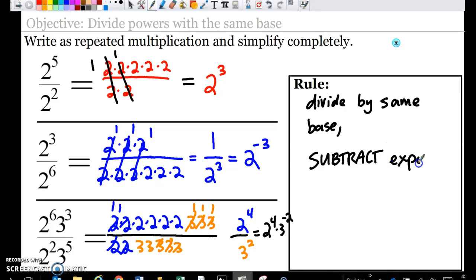Notice they had to be the same base. Look at the last example with the 2's and the 3's. I only subtracted the ones that had the same base. 6 minus 2 gets me 4. 3 minus 5 is negative 2.